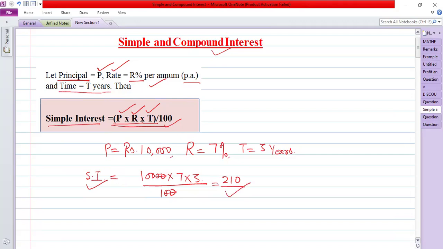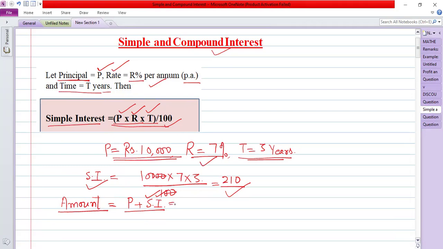It will be the simple interest on this much principal amount, with this rate per annum, and for this much duration of time. And here there is another term which we call amount. Amount means the total amount after the total time. So this will be nothing but the principal amount plus the interest, and here interest is simple interest.